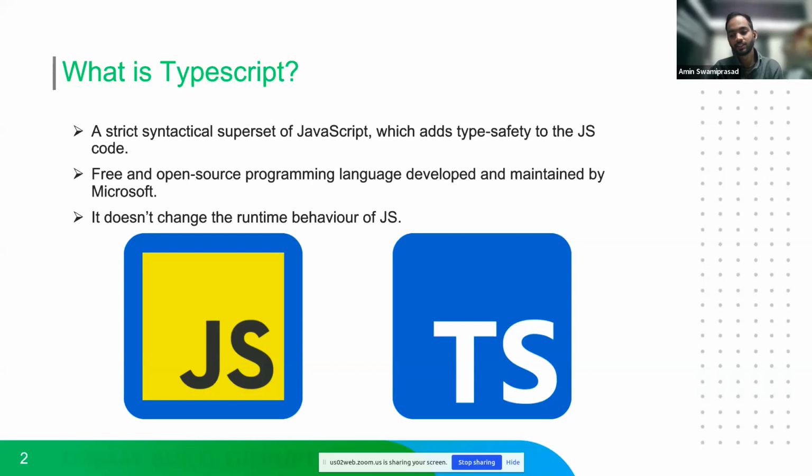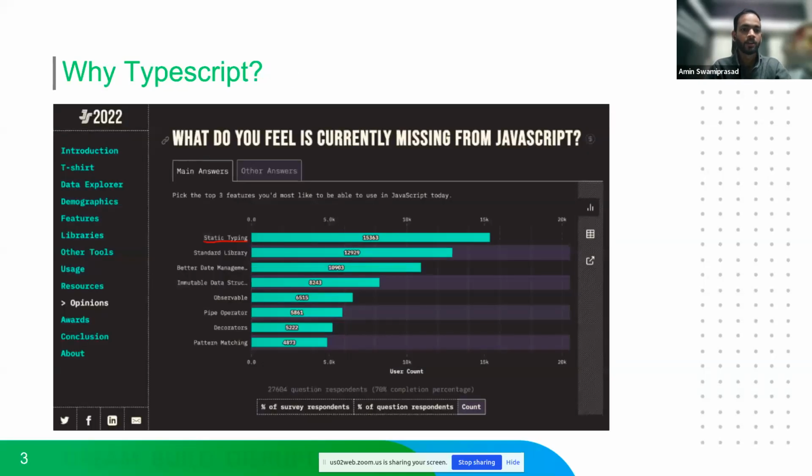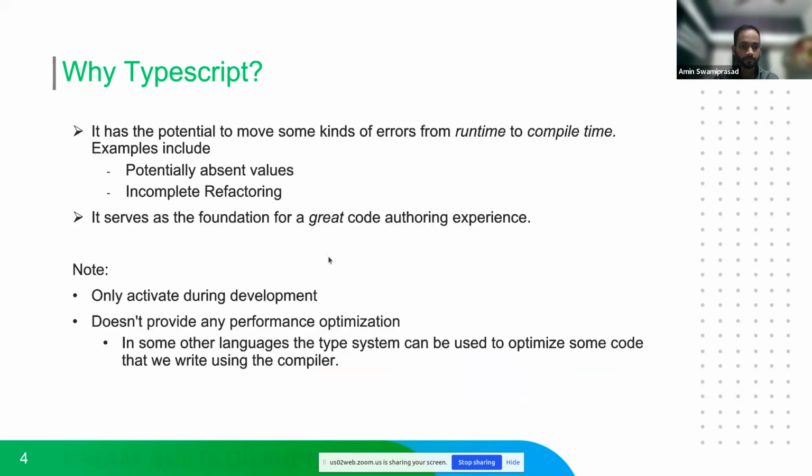As we will see in this session, all the TypeScript code is converted to JavaScript, and what TypeScript provides is just compile time checking. It provides us a better error resolving solution in compile time. So in a survey, more than 15,000 people feel that we need static typing in JavaScript also. So this is just a reference to that.